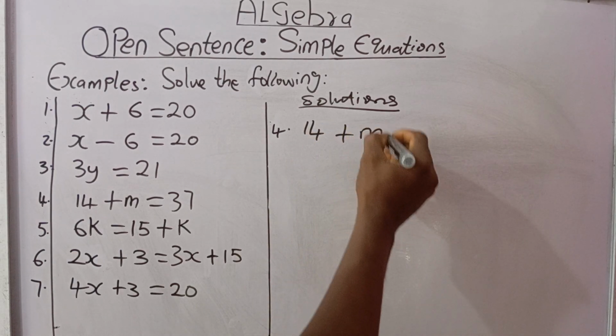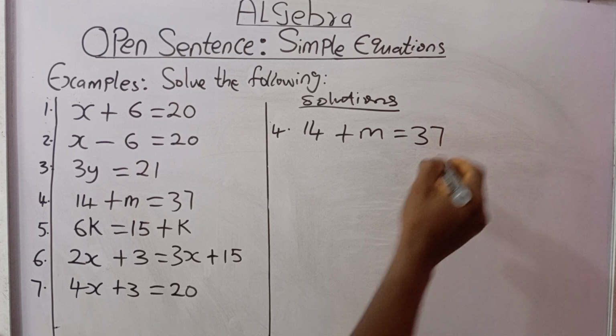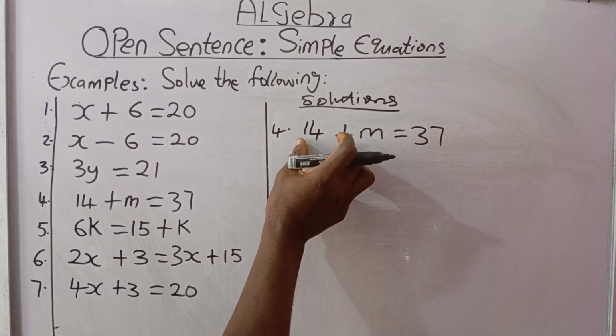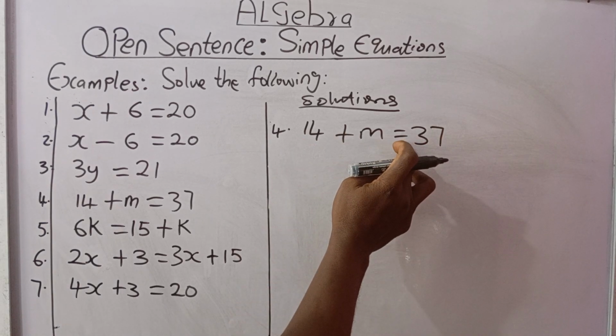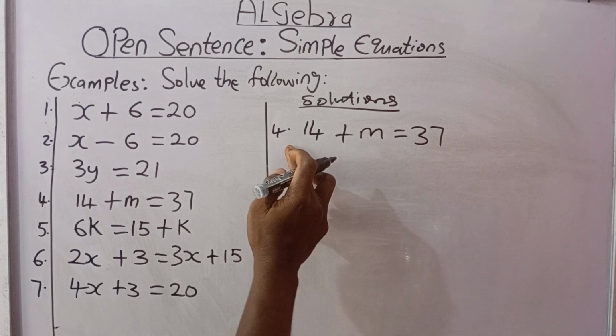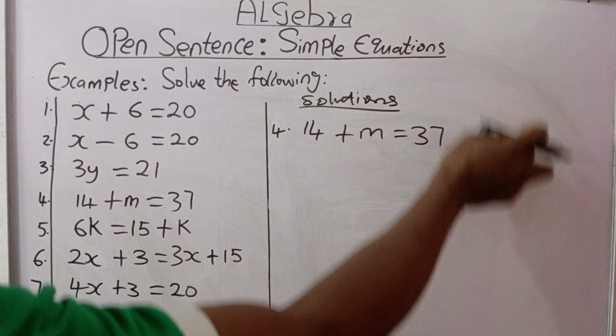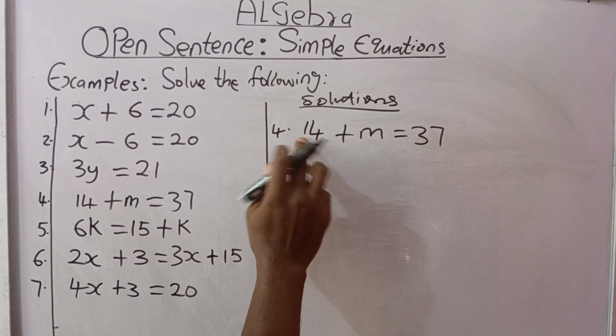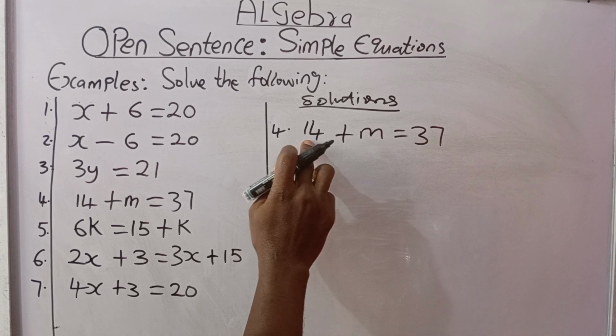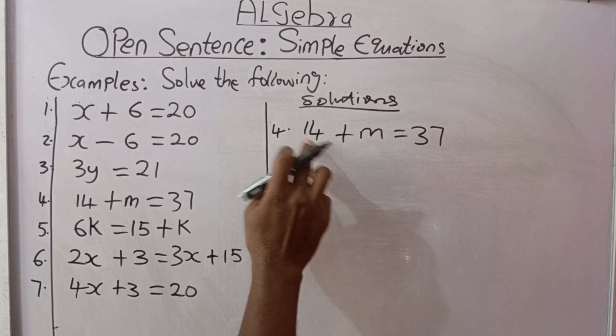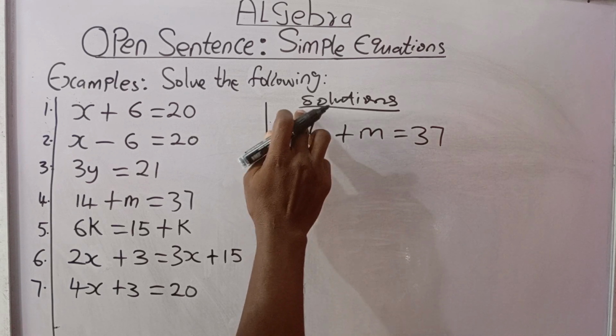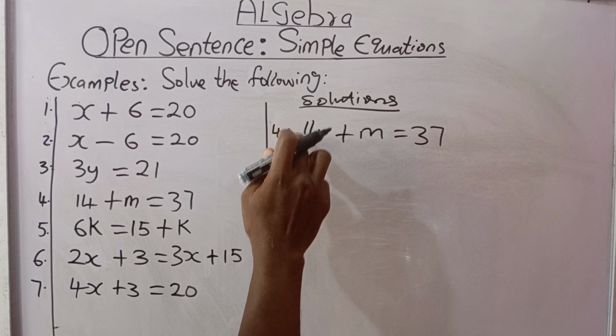14 plus n equal to 37. So we collect like terms by letting the number here, because this is an equal sign, we have the right hand side and the left hand side. So the 14 we have to leave here. What sign is 14 carrying? What sign does it possess? 14 possesses a plus sign. There's a plus here, but it's invisible.